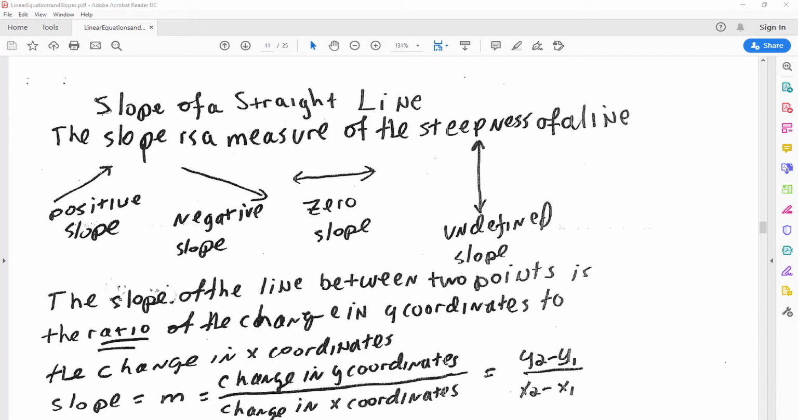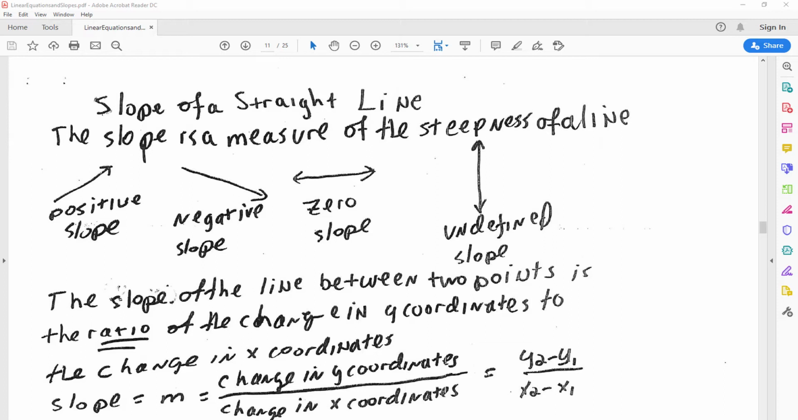Slope of a straight line. The slope is a measure of the steepness of a line as we go from left to right in a coordinate plane. If you go from left to right and we find the line is increasing in value, we say that it has a positive slope.